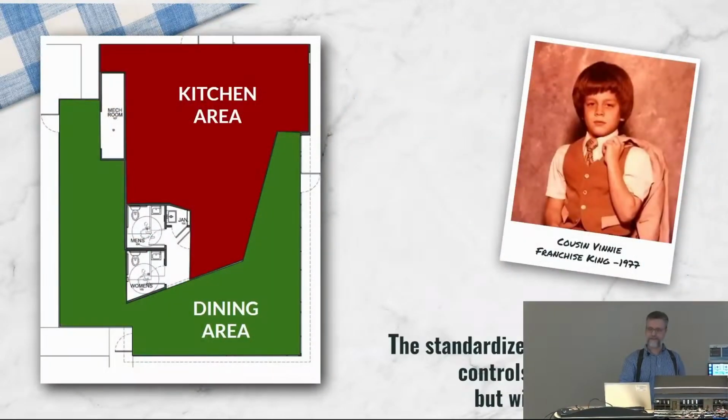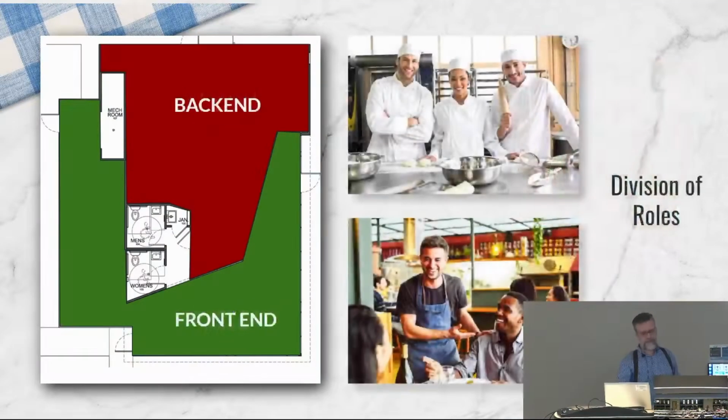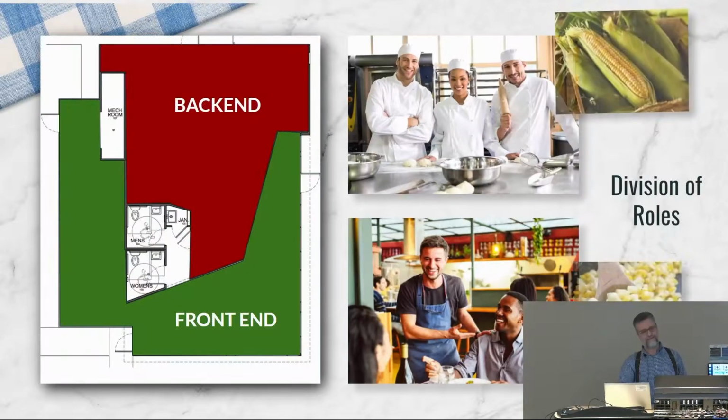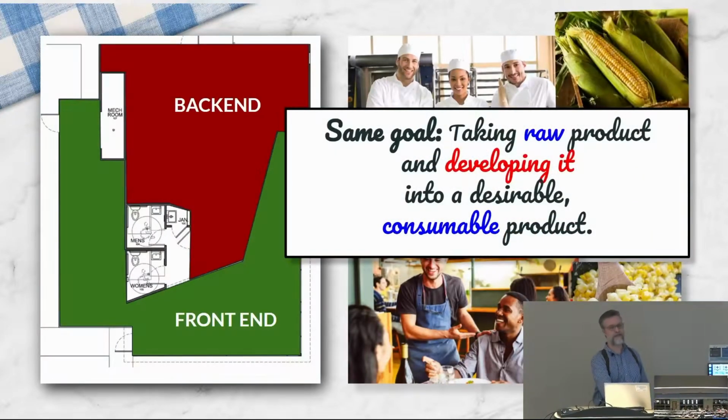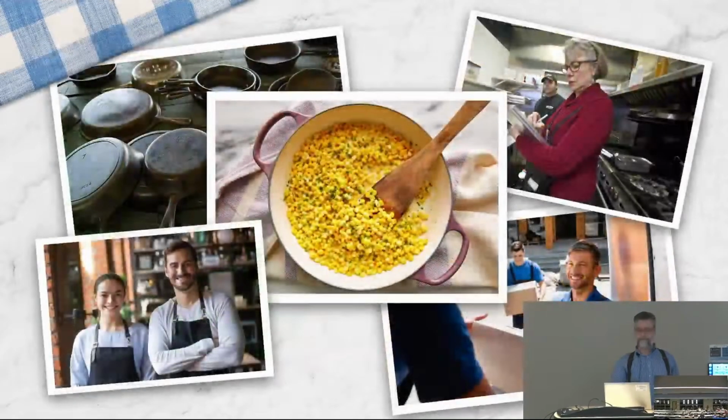Isn't that interesting? And so we put that in a standardized kitchen design. You have the kitchen area and the dining area, which controls movement, but with a payoff. You see, we have a division of roles, and we just call it back-end development and front-end development. Isn't that interesting? Yep, we're all working with corn. And we all have the same goal. We're taking raw product and developing it into a desirable, consumable product. That's what we do all day long.